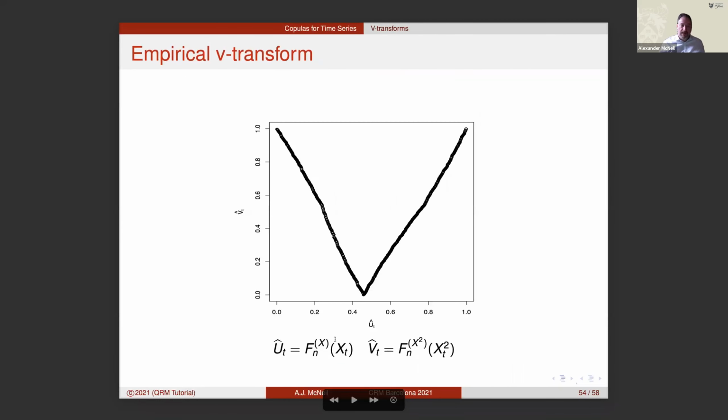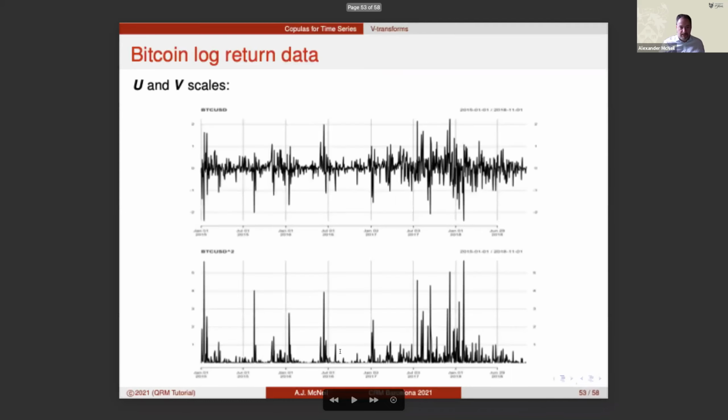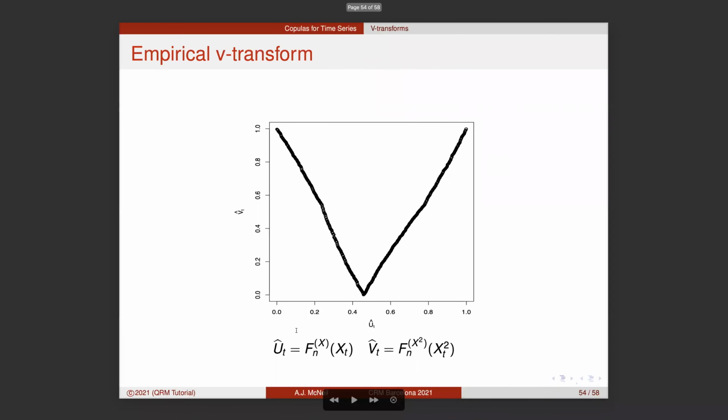So this is the idea of the V transform. I take the X data, that's these data in the top here, and I transform them to U using the empirical distribution function. So what I've done is I've taken the empirical distribution function of the X data and I've transformed them to U. At the same time, if I take the squared data and I take the empirical distribution of the squared data and I transform them to V, and then I plot U against V, I get a V shape.